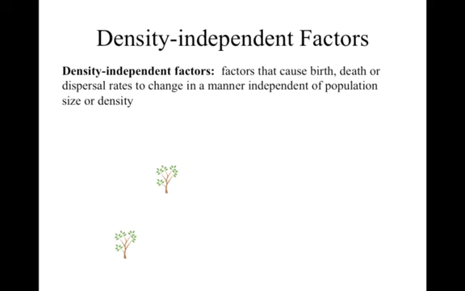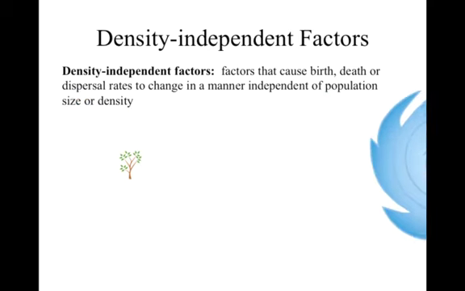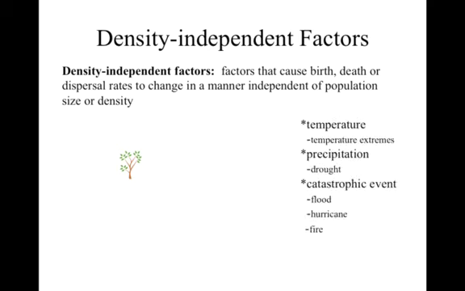So again, we can have this tree population. It can start doubling again, do its best, grow, and now it's quite large again, and the hurricane comes and wipes it out. So again, that's an example of a density-independent factor.